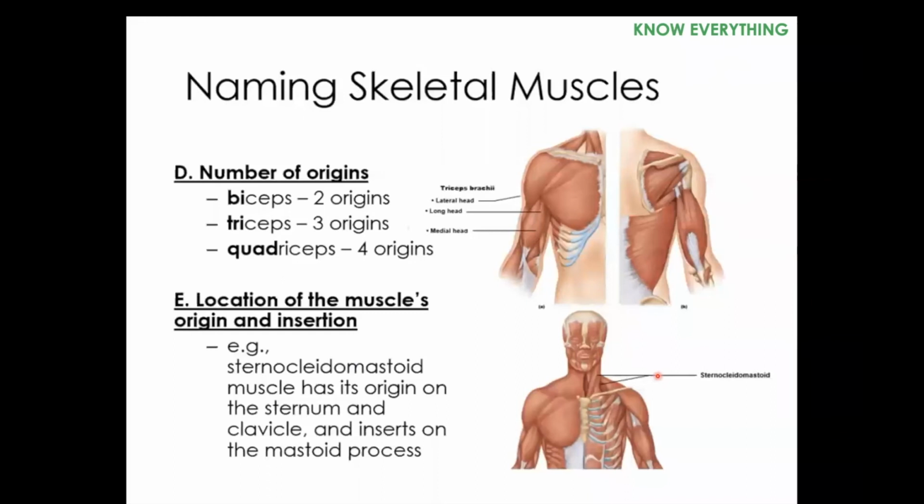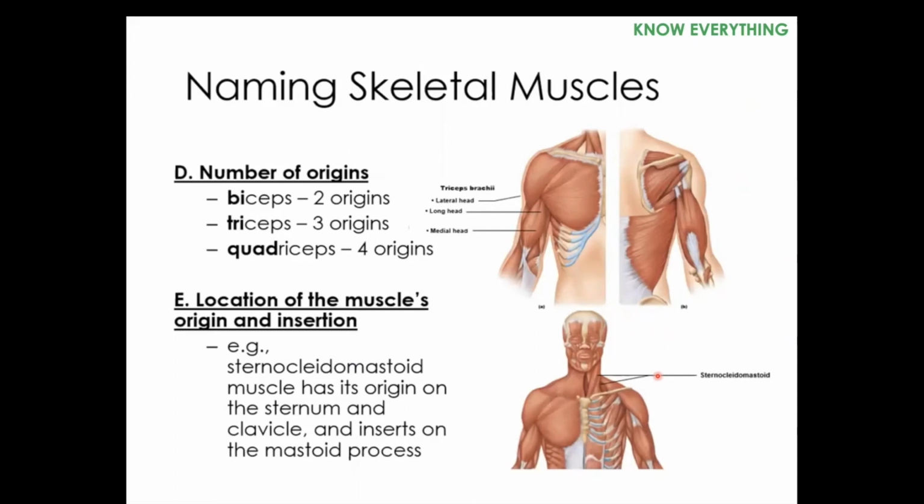Next, we have the number of origins. So a bi muscle has 2 origins, a tri muscle has 3 origins, and a quad muscle has 4 origins. So bicep, there are 2 origin heads of the bicep. Your tricep has 3 origin heads, and your quadriceps have 4.